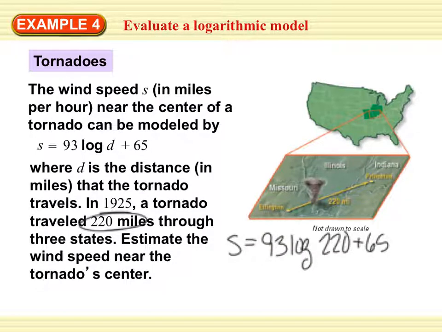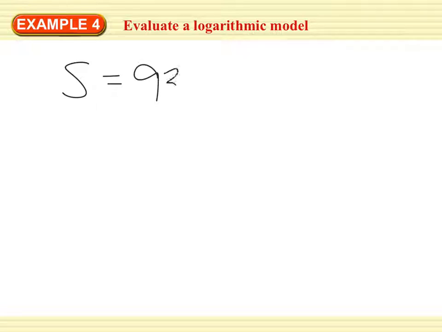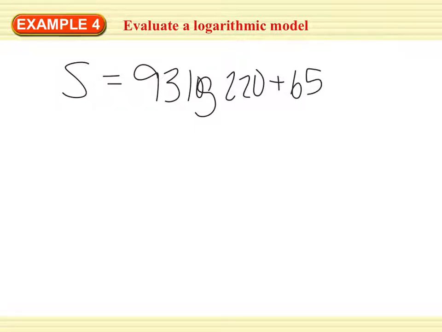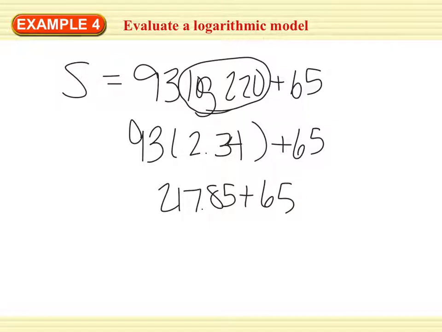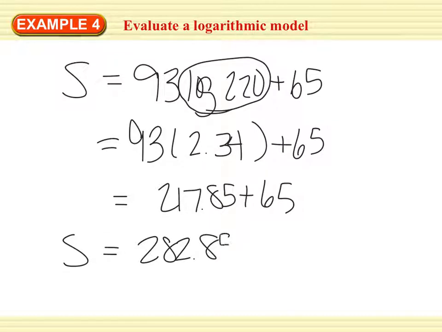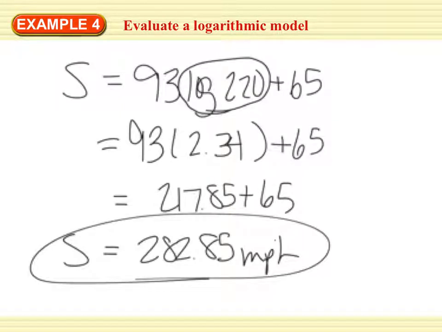I'm going to move that to a new page. S equals 93 log of 220 plus 65. Now I can actually take the log of 220. I get 2.34 and some change. I'm going to multiply that times 93, and then add that to 65. S equals 282.85 miles per hour. Not too bad.